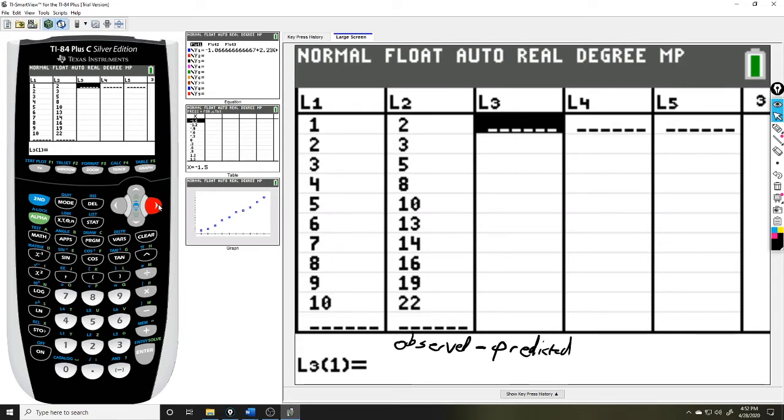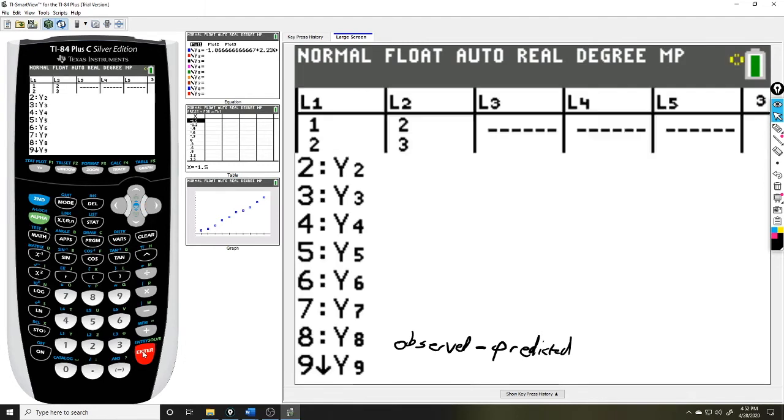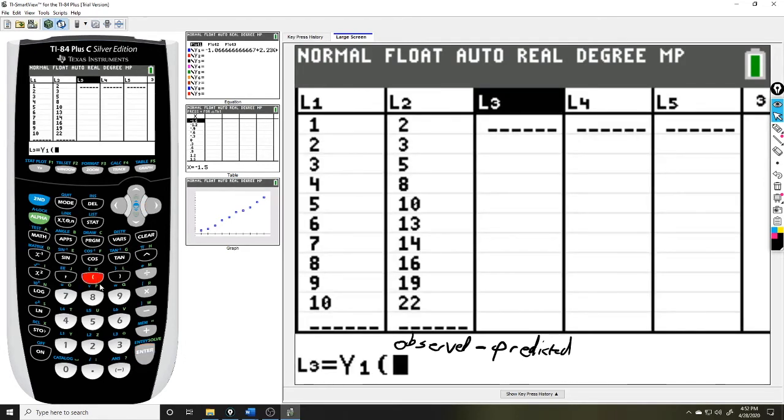So I want to know, when I plug in these numbers for x, what do I get out for y? And remember, our shortcut to do that is to go vars over to y vars function y1, and to say y1 at a specific value. And what do I want to plug in? I want to plug in all the x values. And where are the x values? Well, the x values are over in list 1.